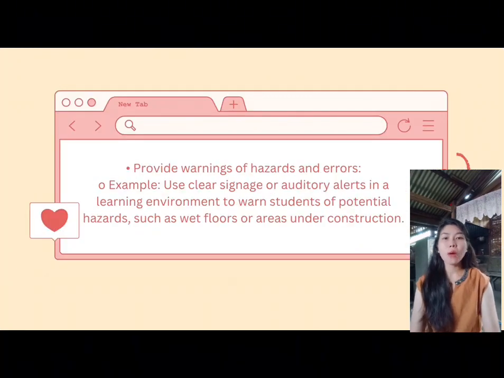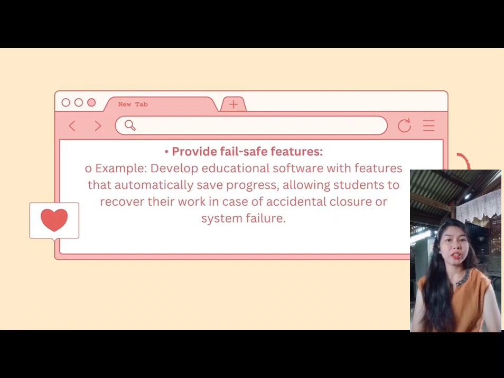Second guideline, provide warning of hazard and errors. For example, use clear signage or auditory alerts in our learning environment to warn students of potential hazards such as wet floors or areas under construction. Third guideline, which is provide fail-safe features. For example, develop educational software with features that automatically save progress, allowing students to recover their work in case of accidental closure or system failure.